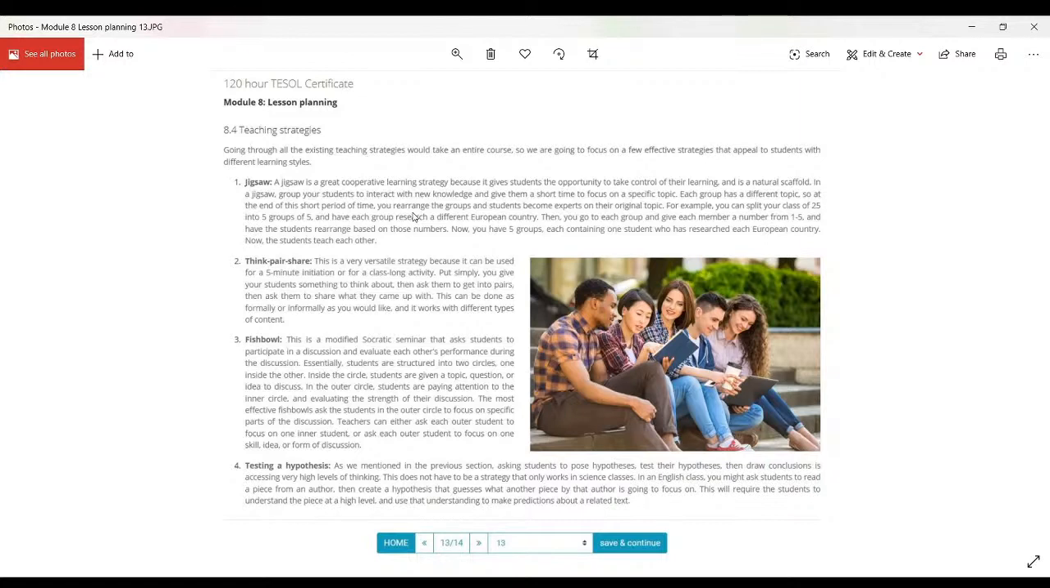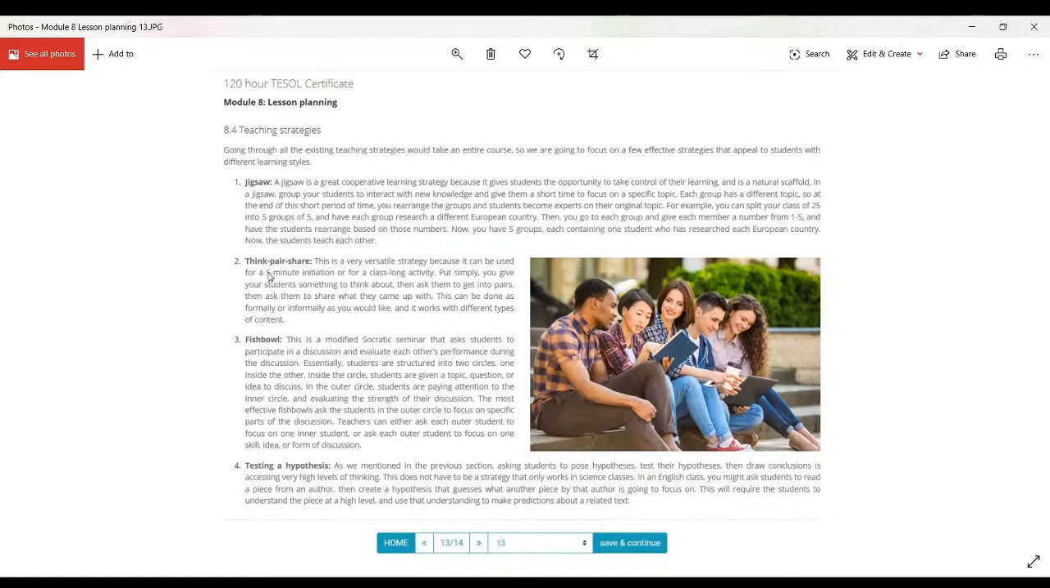For example, you can split your class of 25 into 5 groups of 5 and have each group research a different European country. Then you go to each group and give each member a number from 1 to 5 and have the students rearrange based on those numbers. Now you have 5 groups, each containing one student who has researched each European country. Now the students teach each other.